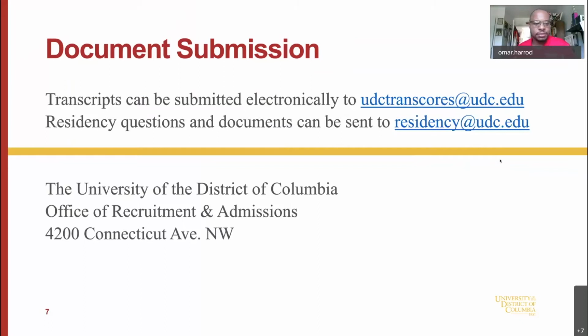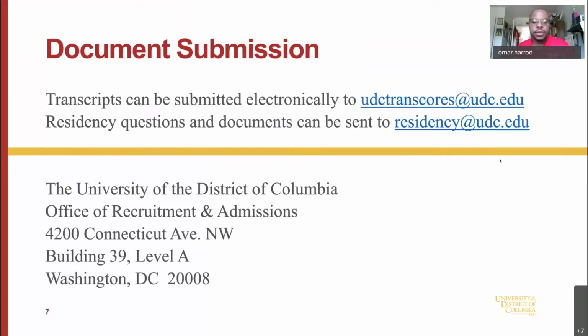Next piece. All right, so that is our address. That is where you can also mail your documents to the university. That is the University of the District of Columbia, Office of Recruitment and Admissions, 4200 Connecticut Avenue Northwest, Building 39, Level A, Washington, D.C., 20008. So that is where you would be sending your admission documents.